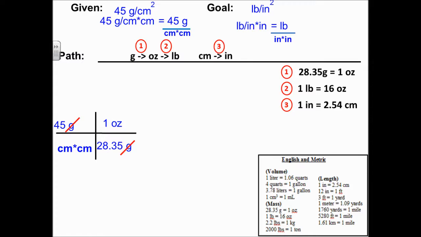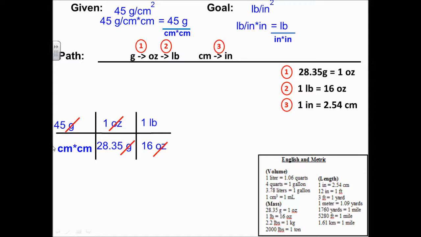Okay, that's great. If we stopped right now, we would be in terms of ounces per centimeter squared. Not what we want. We need to get rid of ounces. So we're going to use our second conversion, and that is 16 ounces are equal to 1 pound. Ounces on top cancel out ounces on bottom. And now the top is good. We wanted to get the top into pounds, and we did that.